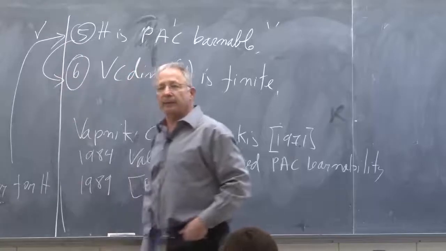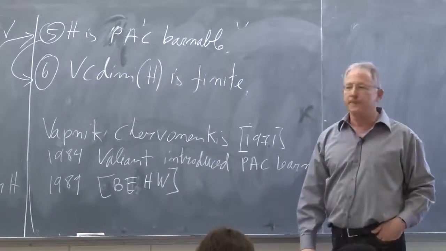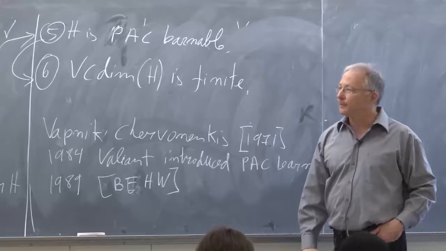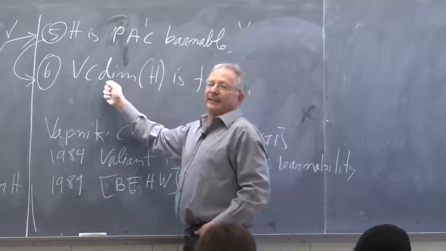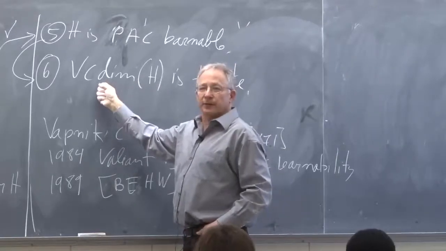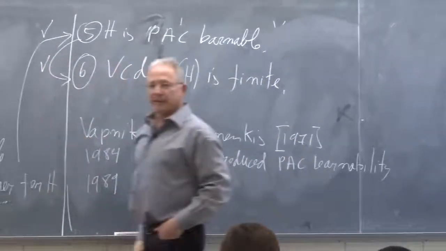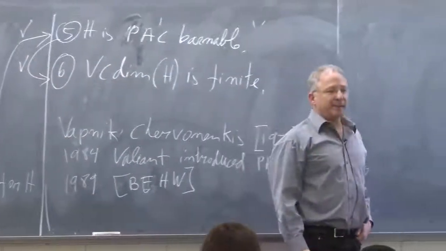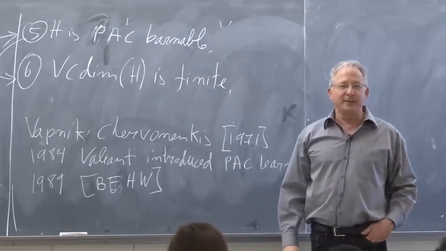If it's PAC learnable, why should it have finite VC dimension? We just proved that if it didn't have a finite VC dimension, it would have an infinite VC dimension, so it will not be learnable. So this is what we just proved. So we are almost done. Why did we need 2 Russian mathematicians to prove it? What is still missing?